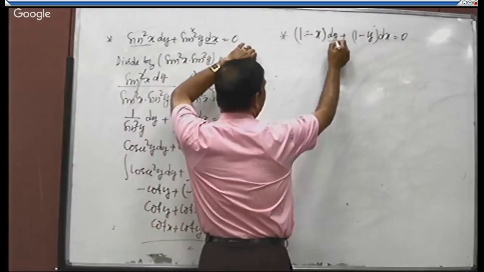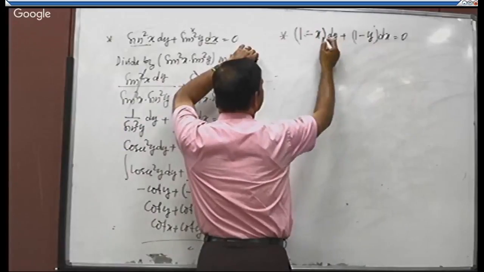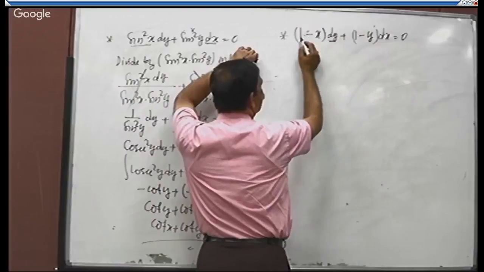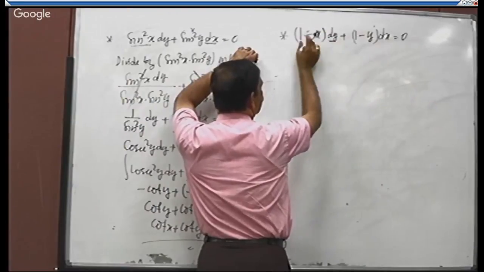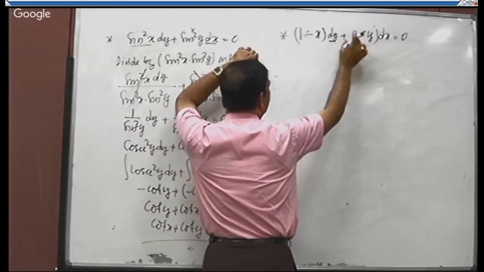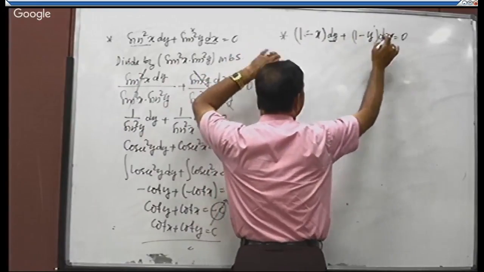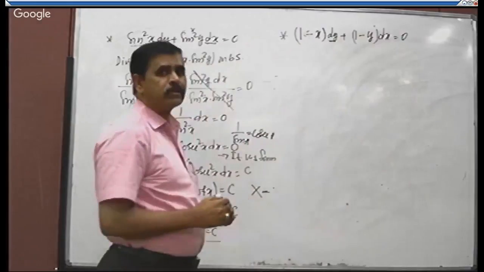Along with dy, this whole bracket is unwanted. So I cannot multiply this. So dy minus x into dx, I can keep this as it is. In the same way, I can keep this as it is, dx minus y into dy. So it is difficult to separate it.